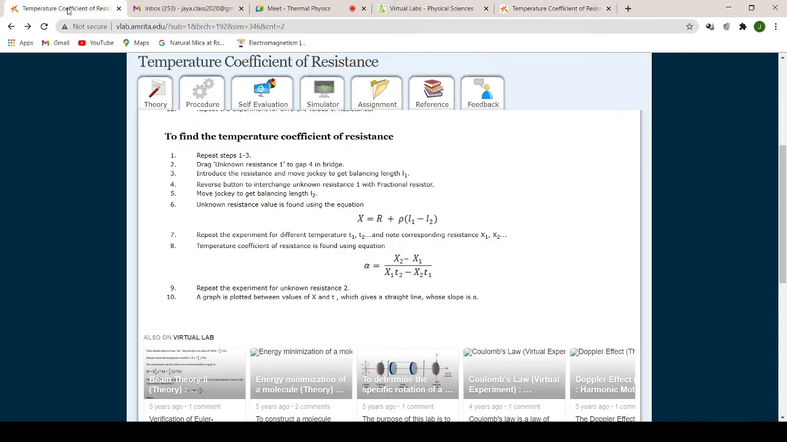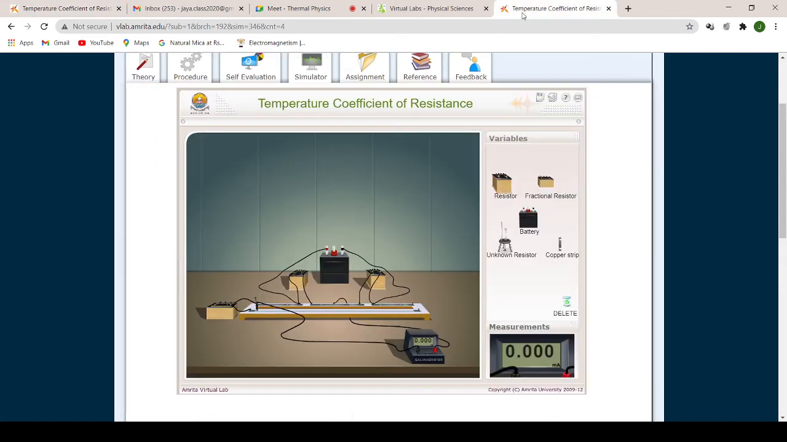There is a slight change because we are not calibrating it. We are going to now find out the unknown resistance value, and with the help of that, the temperature coefficient of resistance. So, what you have to do in the second step is drag the unknown resistance to gap 4 in the bridge. So, let us see, this is the unknown resistor. Let us drag it.